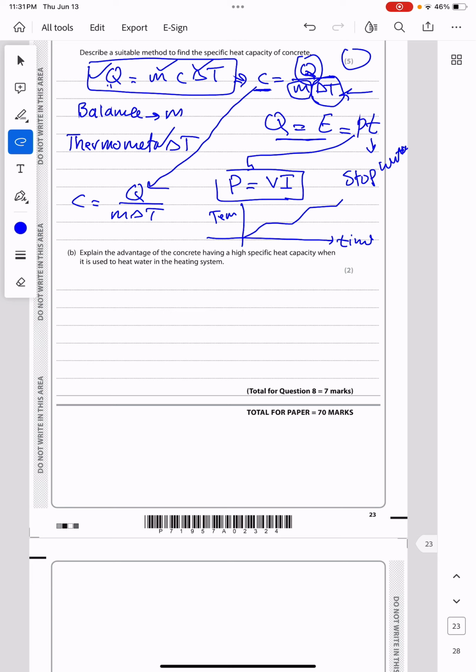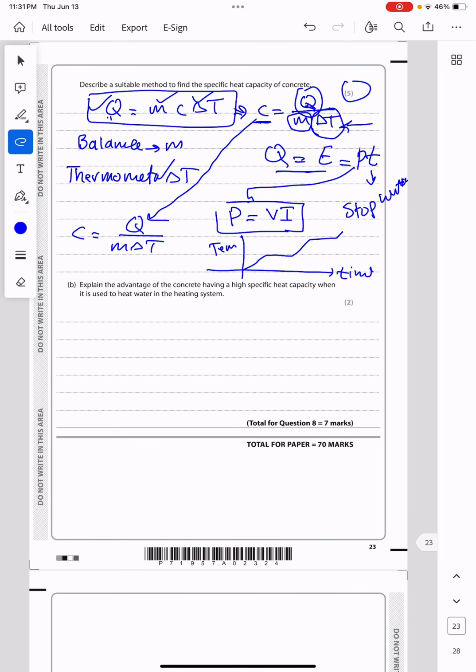So, for B, explain the advantages of concrete having a high specific heat capacity when it is used to heat water in the heating system. Now, what do we mean by high specific heat capacity? It means that in order to raise the temperature of this concrete by only 1 Celsius degree, you will have to give it a lot of energy. So one advantage is that since the concrete has a high specific heat capacity, it absorbs a lot of energy, and so it releases a lot of energy as well.